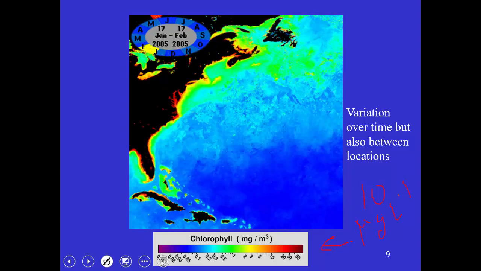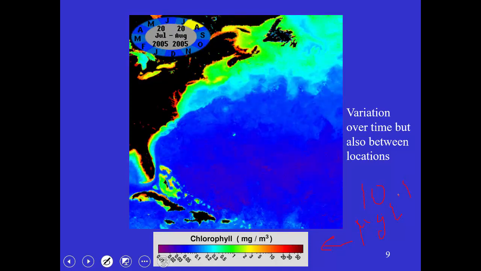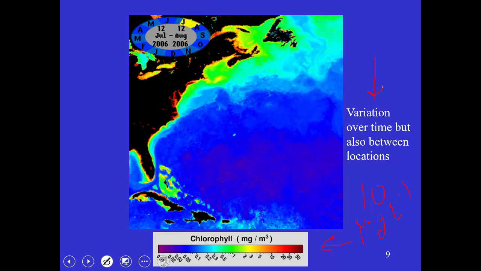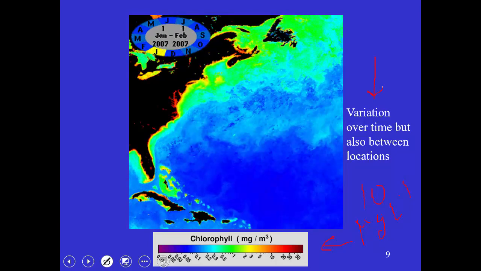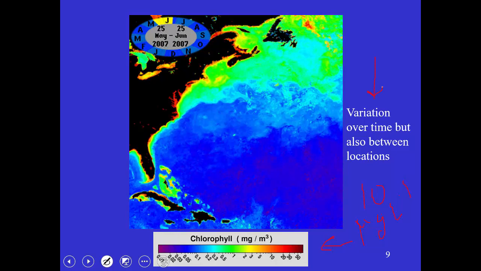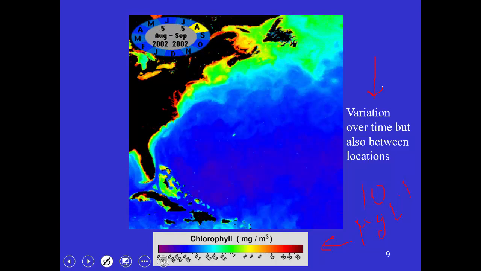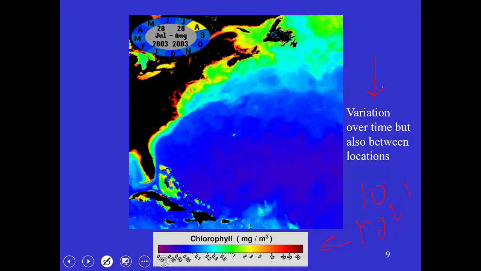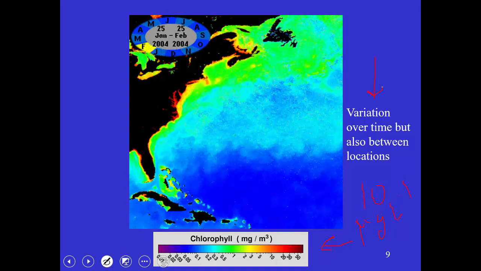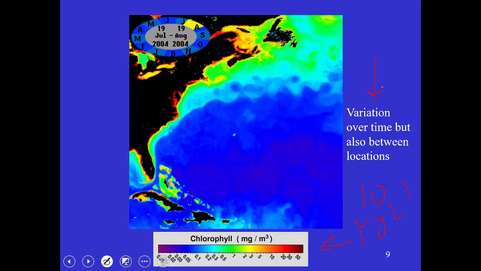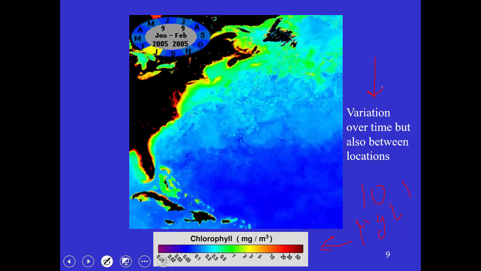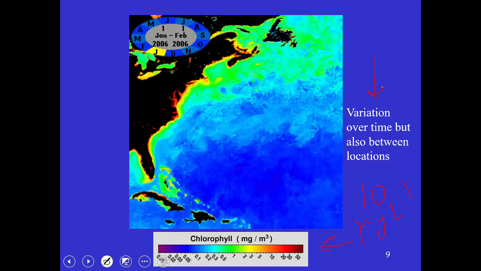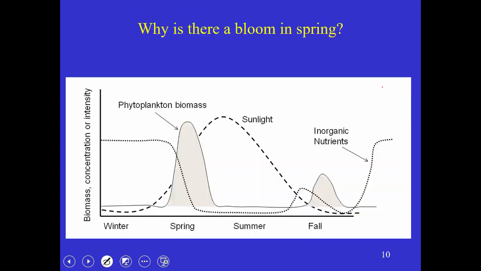Of course, another aspect of this graph or map is showing the variation not only over time but among the different areas along the coast. Primary production obviously varies with locations and different regions along the coast. We're going to be talking a little bit more about how primary production varies spatially around the globe more on Thursday. Today we're going to be focusing on that variation over time.